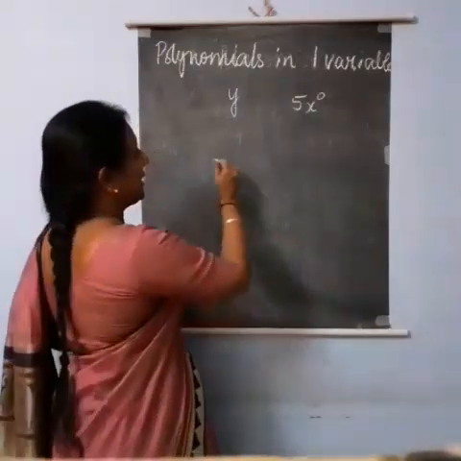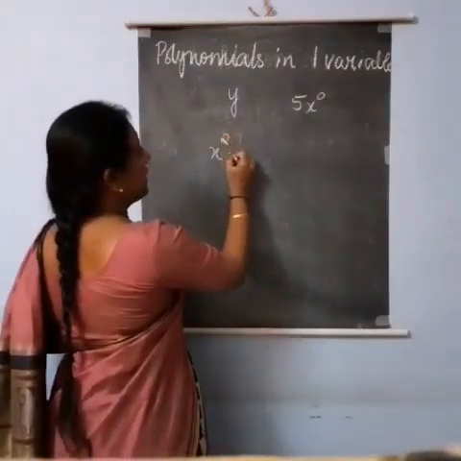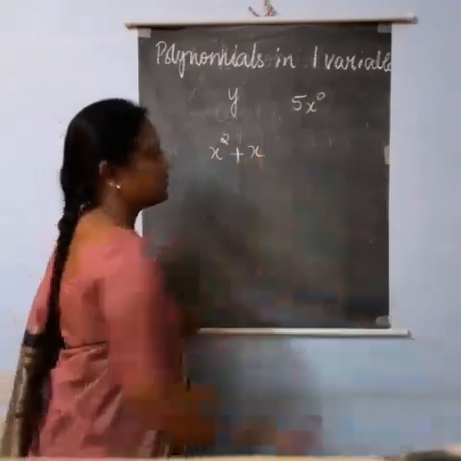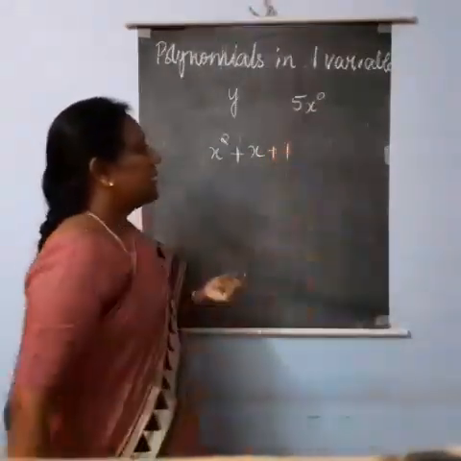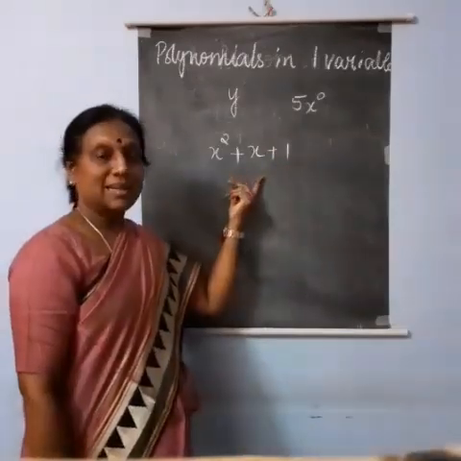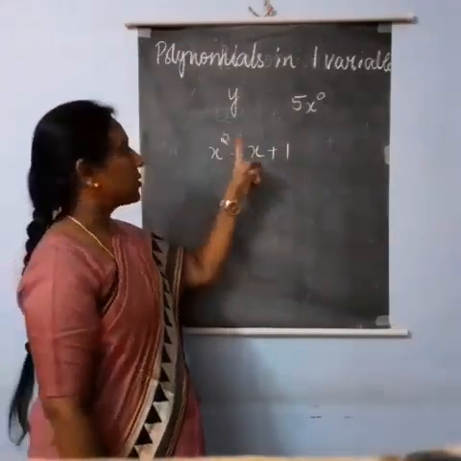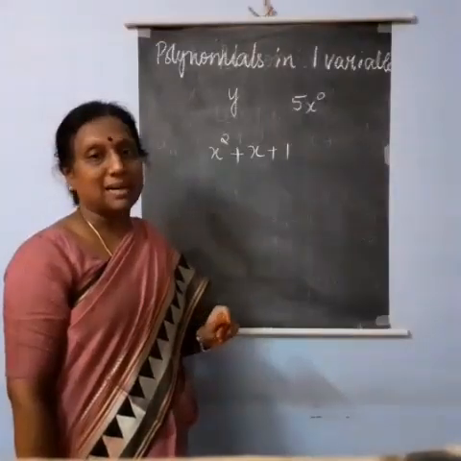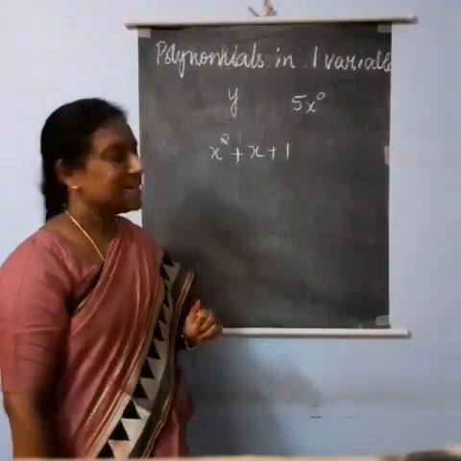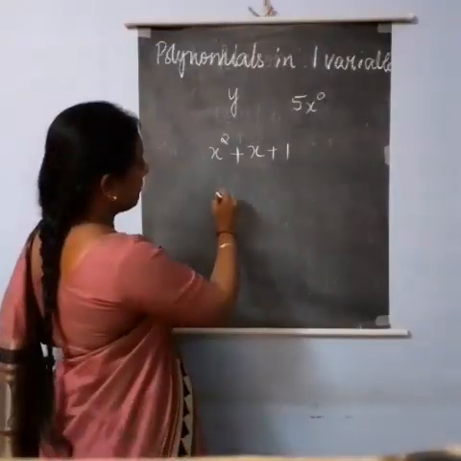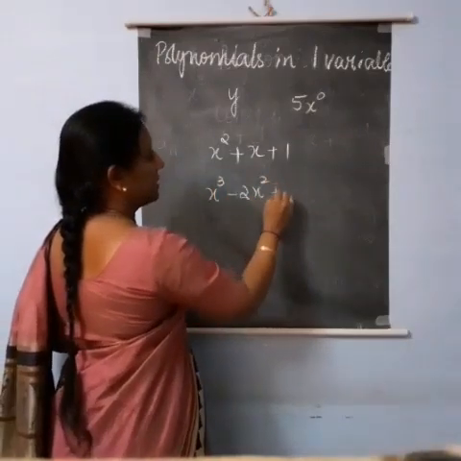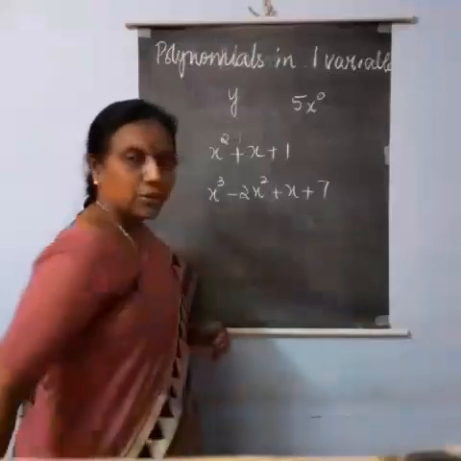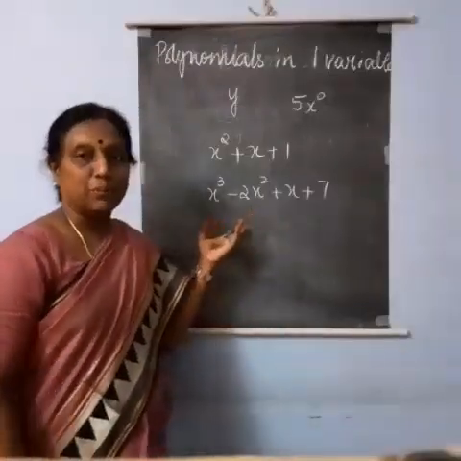Now supposing I have x squared plus x plus 1. Is this a polynomial? Yes, this is a polynomial because all the powers of the variable are whole numbers, correct? Then if I have x cubed minus 2x squared plus x plus 7, this is also a polynomial.